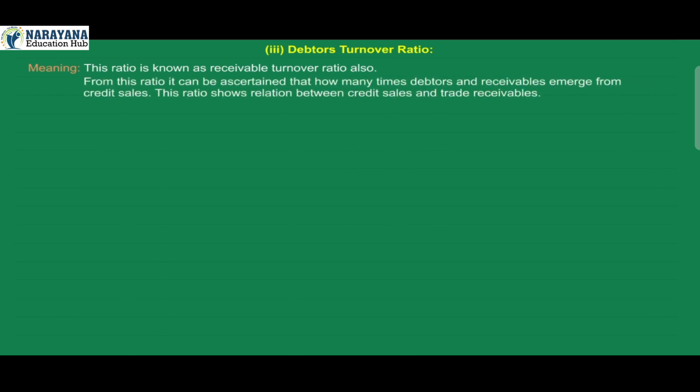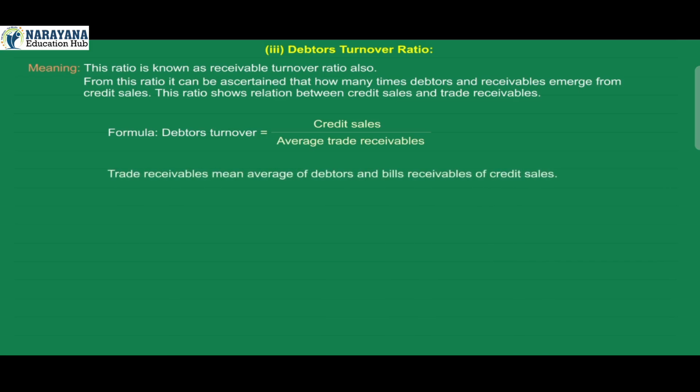3. Debtors turnover ratio. Meaning: this ratio is also known as receivable turnover ratio. From this ratio, it can be ascertained how many times debtors and receivables emerge from credit sales. This ratio shows the relation between credit sales and trade receivables. Formula: debtors turnover is equal to credit sales divided by average trade receivables. Trade receivables mean the average of debtors and bills receivables of credit sales.